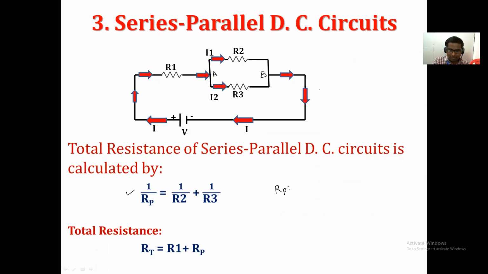So my simplified circuit diagram becomes: this is resistor R1, which is as it is. This is RP, which is connected in between point A and B, and then the entire circuit is connected to the external DC supply. Is it right? So this is R1 and this is RP here, and this is the voltage V. Is it clear? Yes or no?